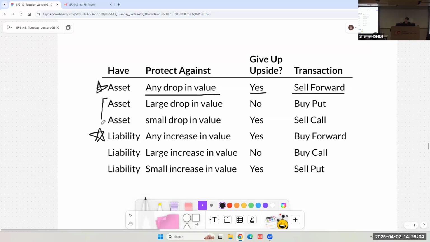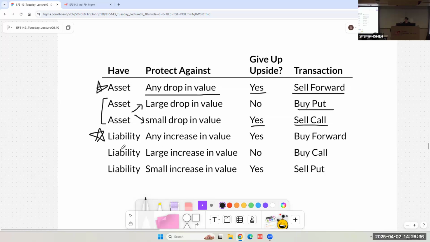For the options situation, there are two scenarios to consider: if you want protection for large drops or protection for small drops. For small drops, you can sell call, and you give up upside, yes. Because again, you get that protection in the opposite direction, but that's all you want, right? But you have to give up the upside. For large drops, you can buy put, and you don't have to give up the upside.